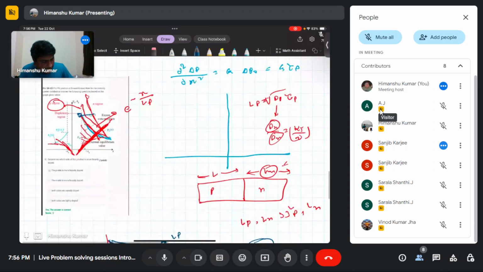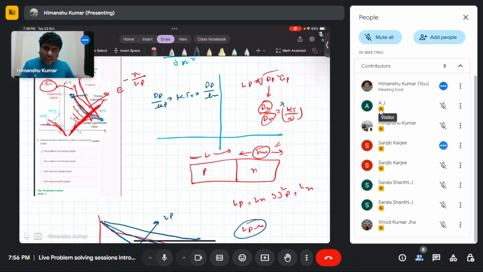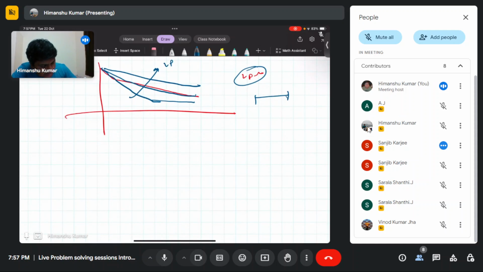The Einstein relation is DP by mu p equals kT by q equals DN by mu n, something of this sort. So is that clear? If you have a lesser diffusion length, then you will follow this sharp profile. Carriers will recombine very fast in the bulk region. Does that answer your question?